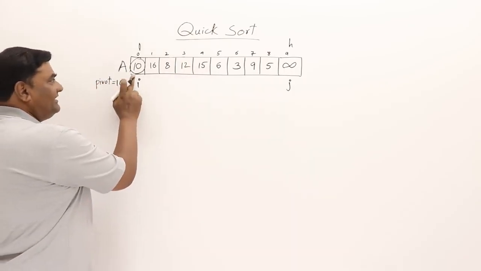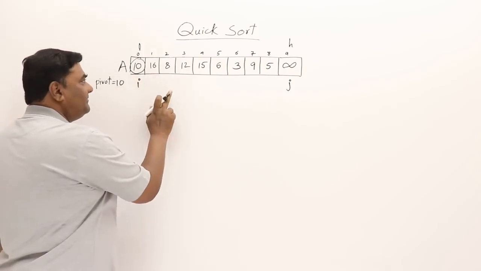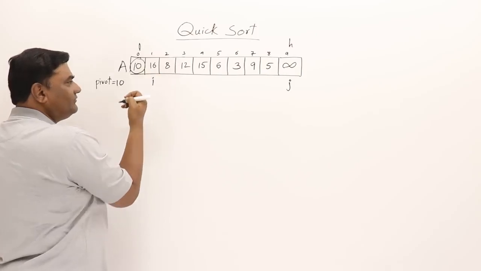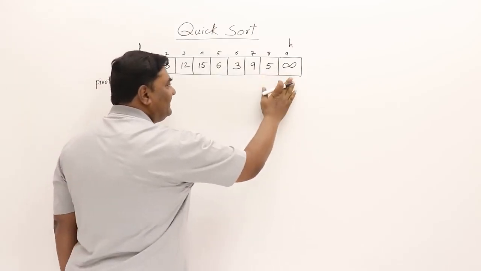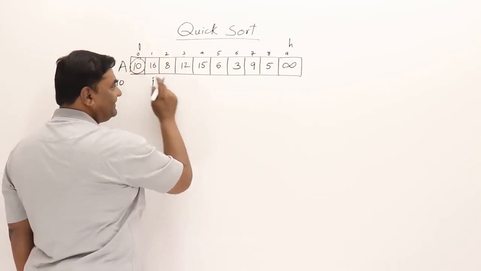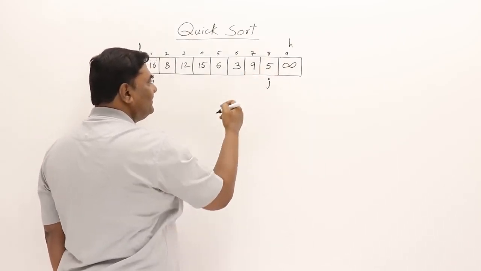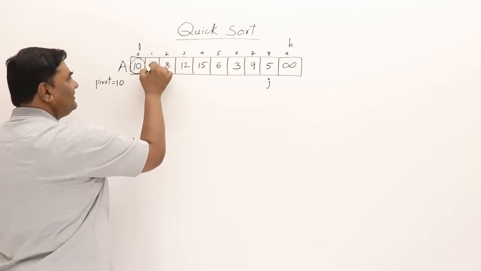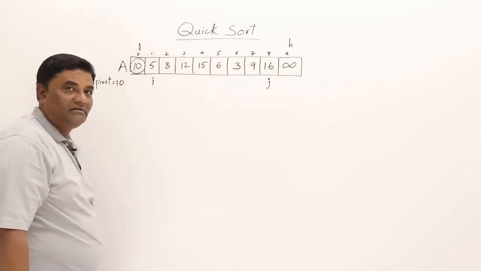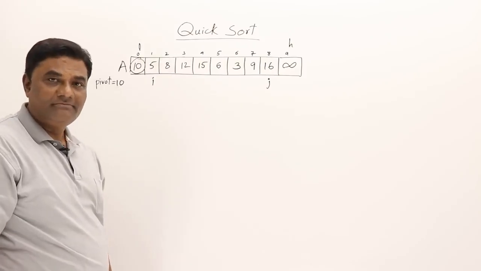See, increment i until you find an element greater than 10. So the next element is greater than 10 only. Decrement j until you find an element smaller than or equal to the pivot, that is 10. Yes, this is smaller. Exchange them. 5 comes here, 16 goes there. One swap.